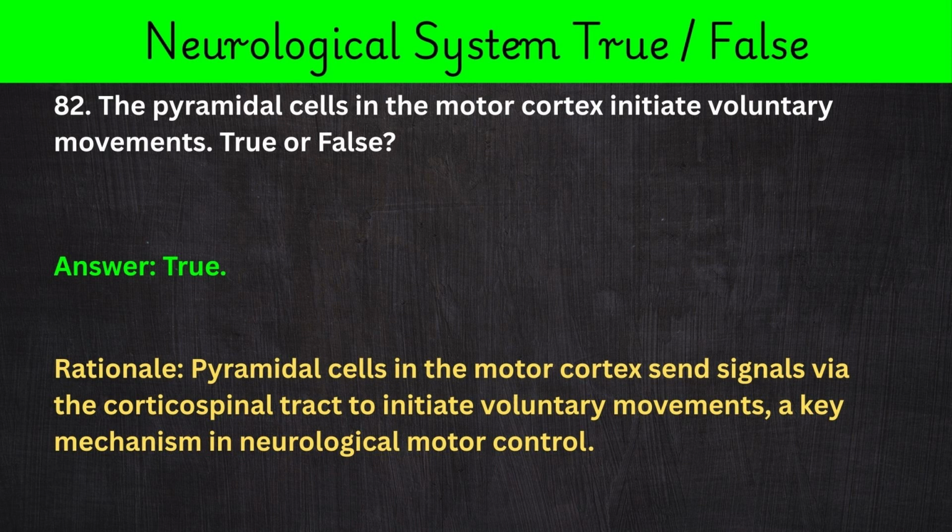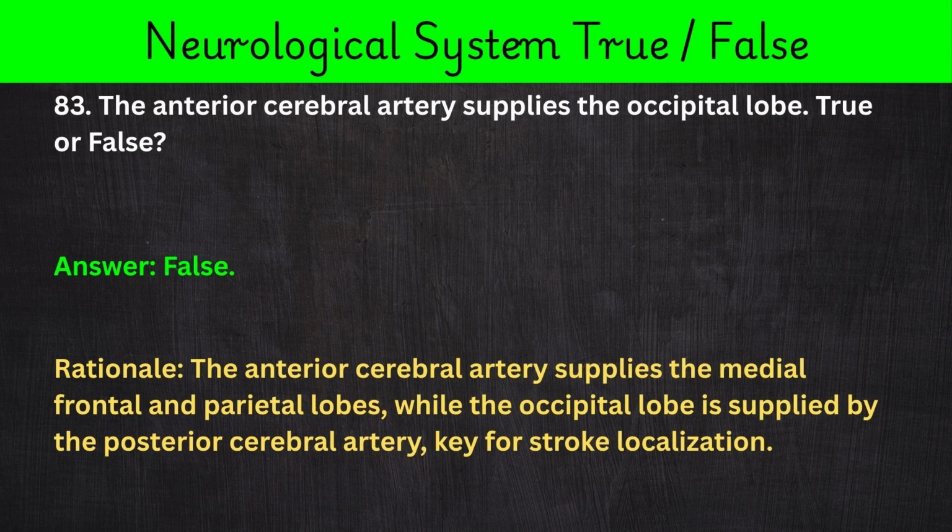Rationale: pyramidal cells in the motor cortex send signals via the corticospinal tract to initiate voluntary movements, a key mechanism in neurological motor control. 83. The anterior cerebral artery supplies the occipital lobe. True or false? Answer: false.